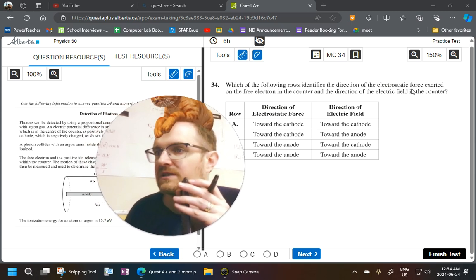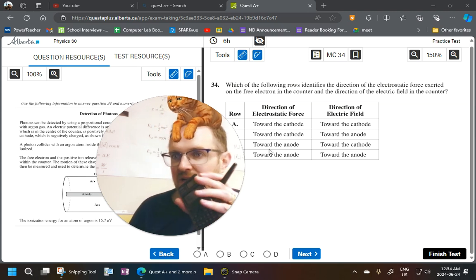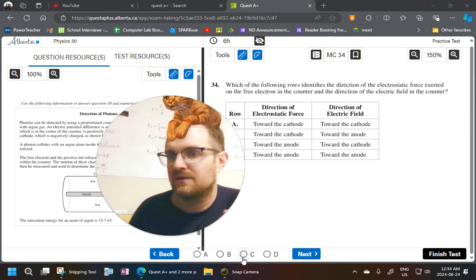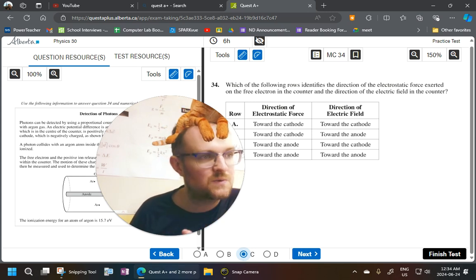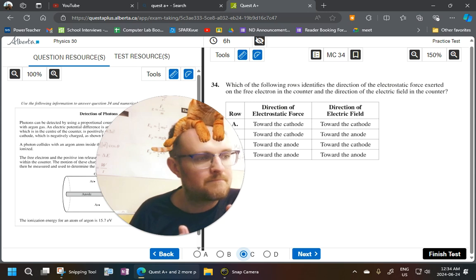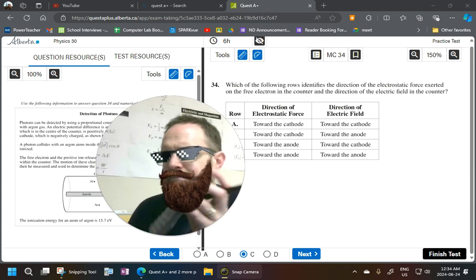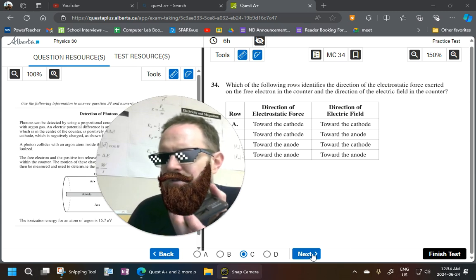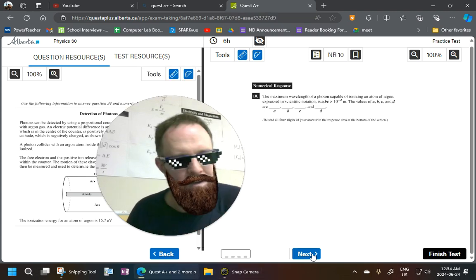Which of the following describes the electric field on the free electron? Okay, the electron is going to go towards the positive, so towards the anode, and then towards the cathode. It's the electric field. Remember, the field is different than the force. The force is which way a positive charge would go. Okay, so, easy peasy. I'm just going to move that on for there. And the force on this electron is just the opposite direction.